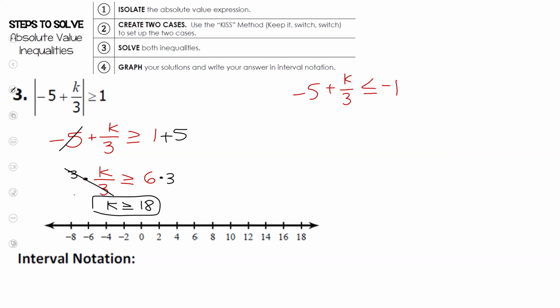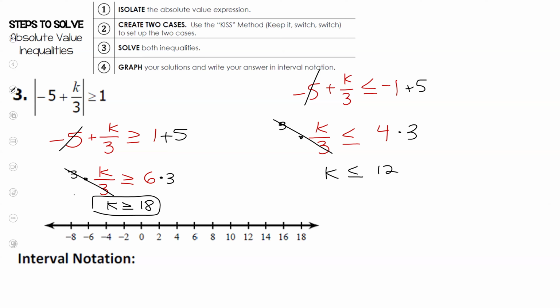Okay, let's do this side. You're going to add 5. And let's see what we're left with. K divided by 3 is less than or equal to 4. We're going to multiply by a positive 3. That means our sign doesn't have to change. So K is less than or equal to 12.